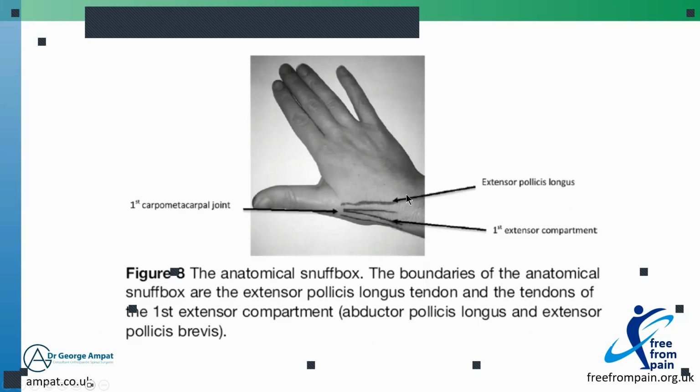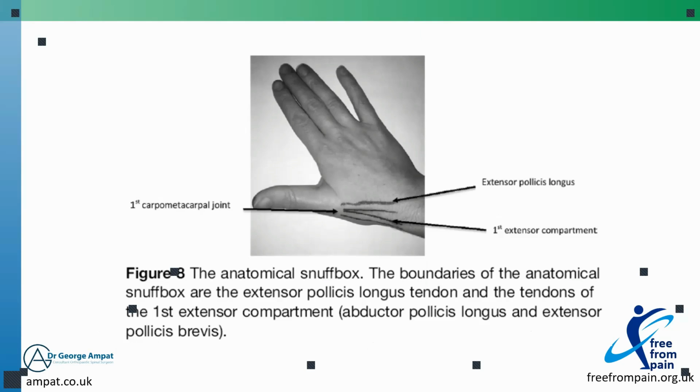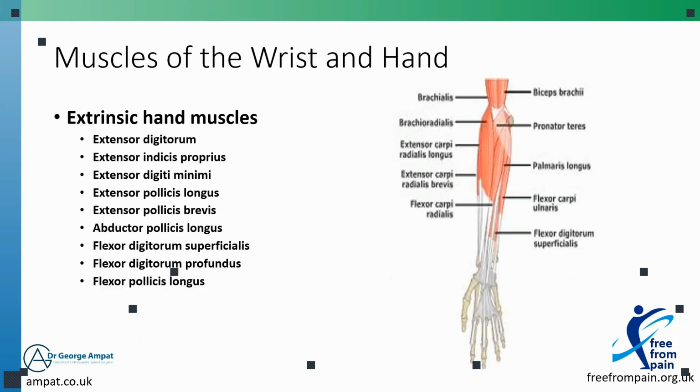Then you have the anatomical snuff box, which is between the extensor pollicis longus and the first extensor compartment, and at the base of it is the scaphoid, and usually it is a bone that is injured, or there may be a suspicion of an injury, and because of the potential for avascular necrosis and later arthritis, that is why it is important to recognize the fracture of the scaphoid.